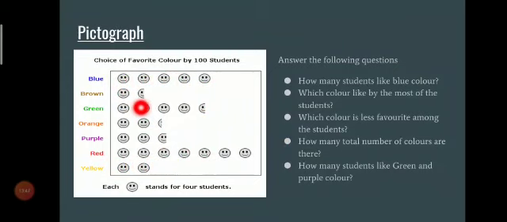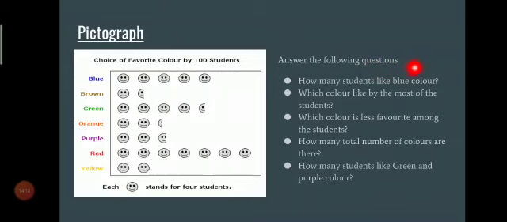If there is half, it means you will count it as 2 students. If it is less than half, it means there is 1 student. If it is more than half, it means there are 3 students. And if there is a complete smiley, it represents 4 students. Let's start the work. It's very interesting.